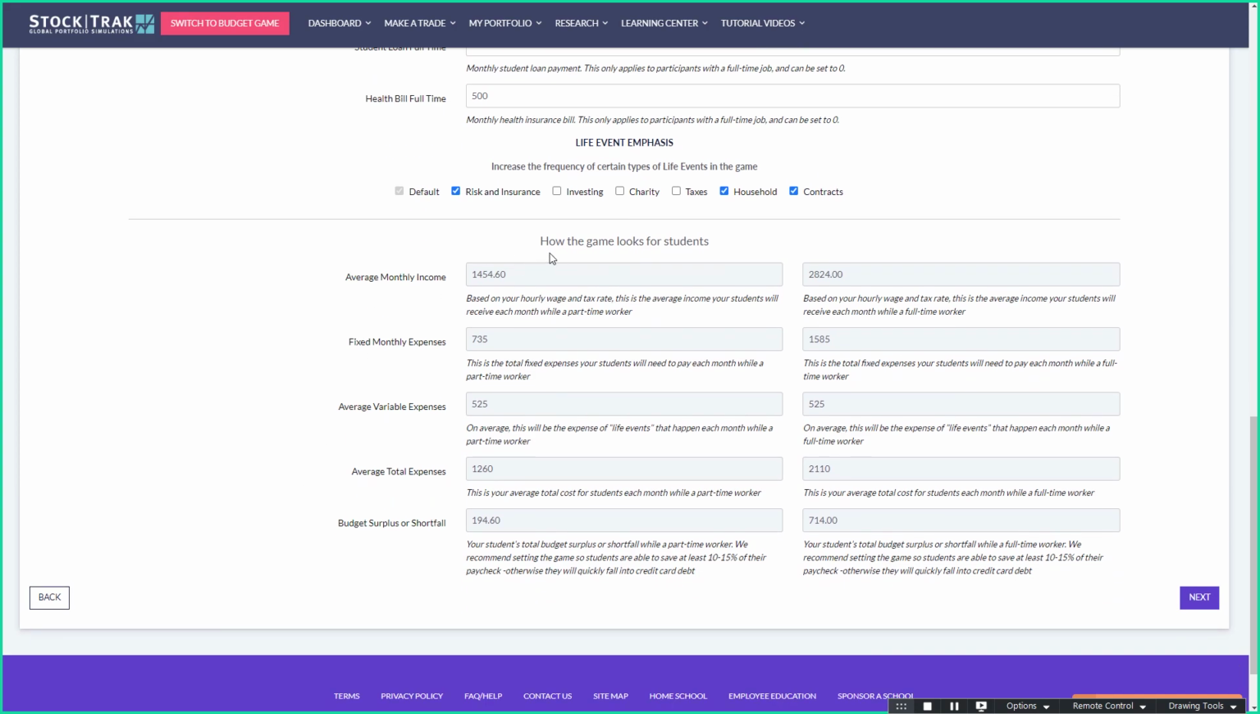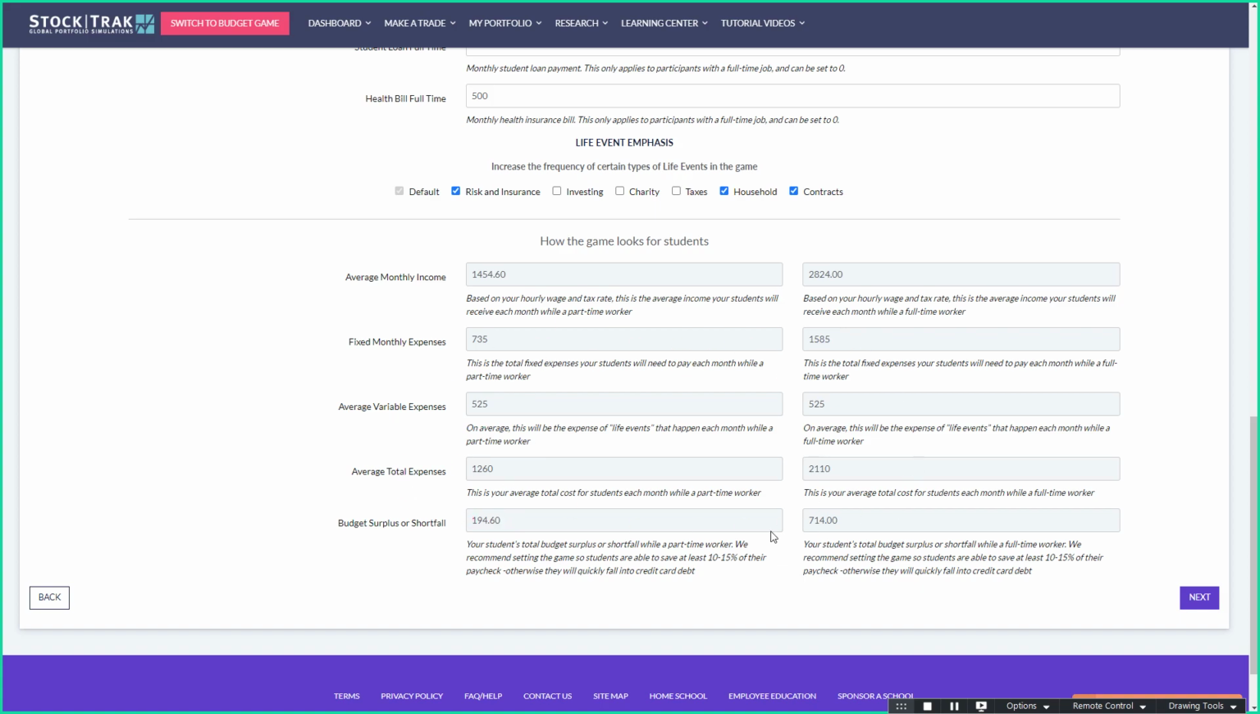So and then you can see quite clearly how this is actually going to play out for your students based on the settings you set. So, they're earning $1,400 a month. They can save. They have an average surplus or shortfall of $194. That means it's going to be realistic for students to hit that savings goal.